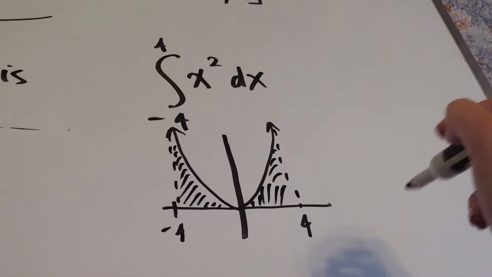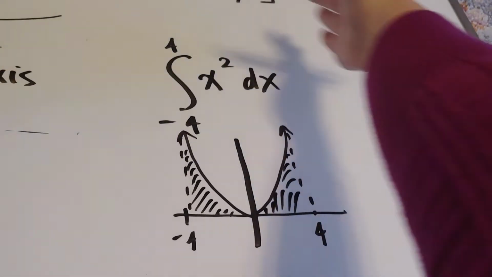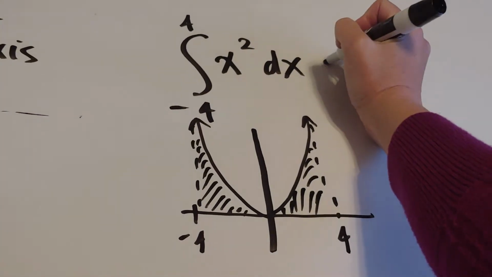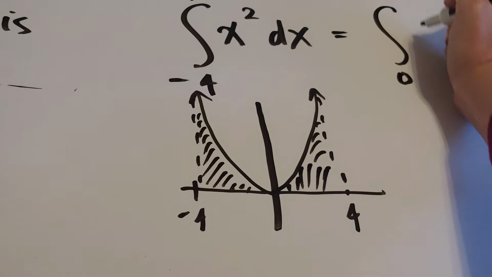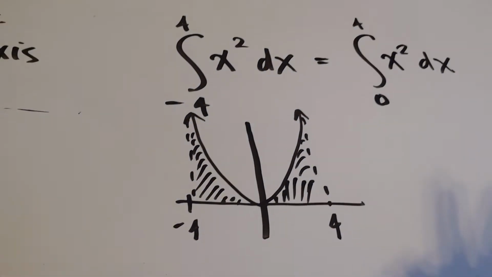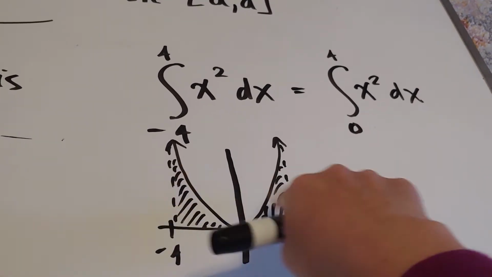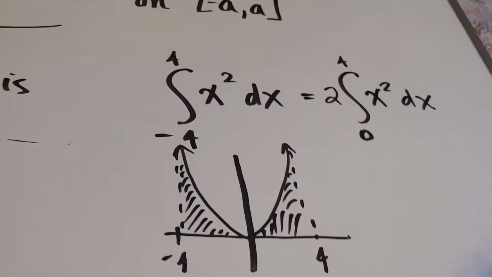Okay, so what they tell you is that if it's even, you could just integrate this and just go for it. But if you wanted to, you could take it from 0 to 4, right? 0 to 4, but that's just going to be one of them. I need 2 of them, so you double it.